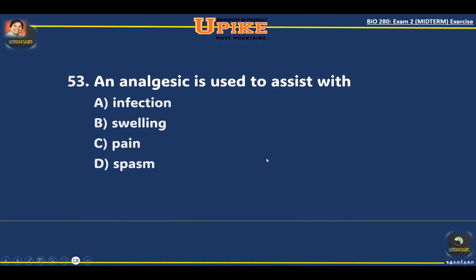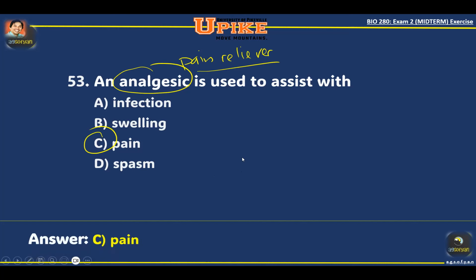An analgesic is used to assist with A, B, C, or D. So an analgesic is actually a pain reliever. So it will assist in pain. So analgesic is a pain reliever.